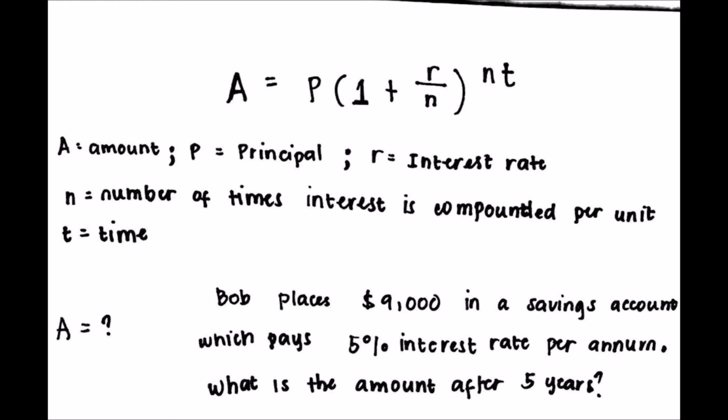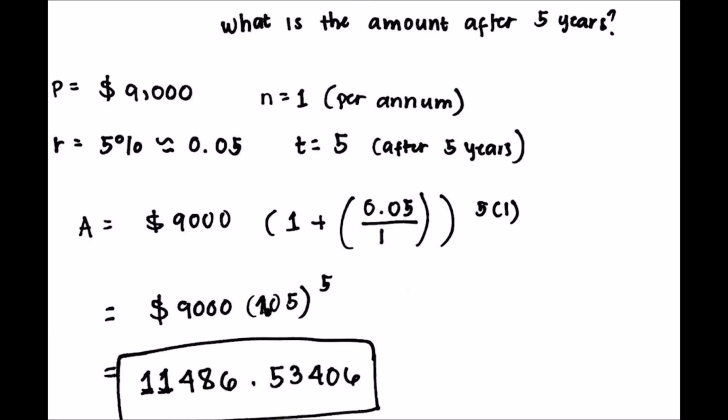Then we plugged in the given values of 9,000, 5%, 1 since it is per year, and T equals to 5 years. After plugging the given values, we have 9,000 times 1 plus 0.05 over 1 to the power of 1 times 5. We then get the value of 11,486.53. To round this up, Bob will have around $11,500 in his account after 5 years.